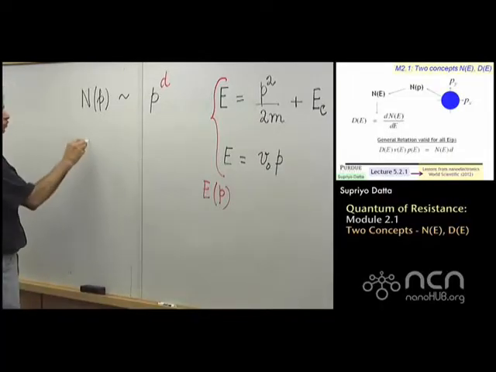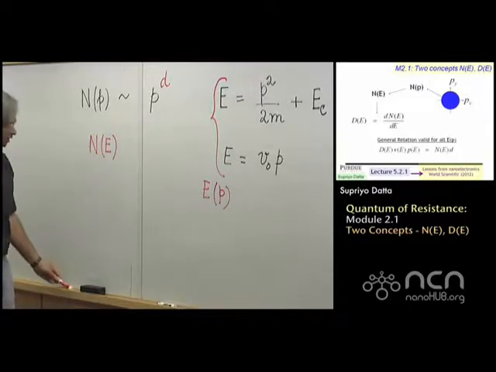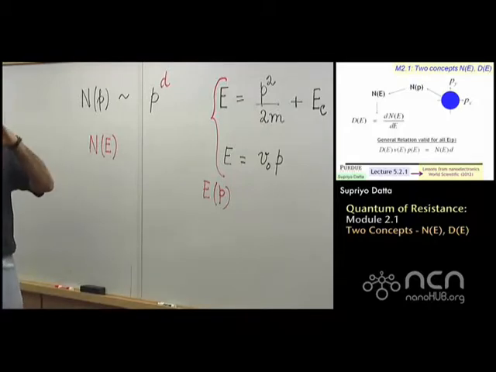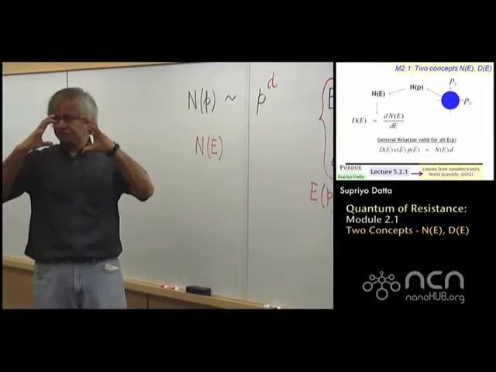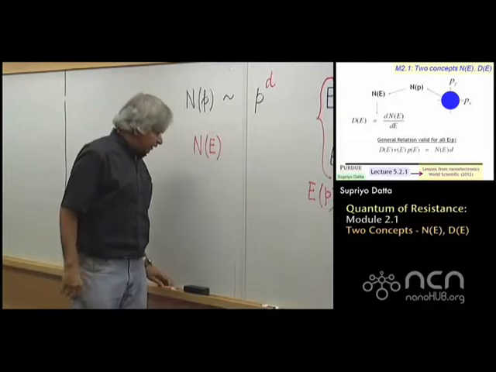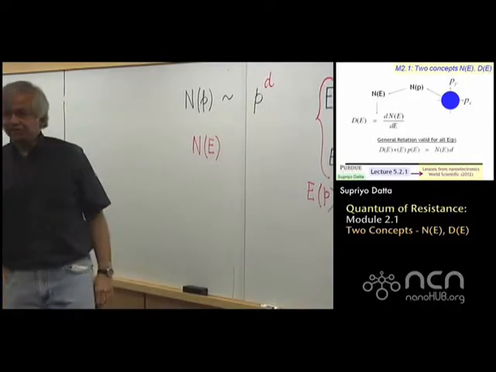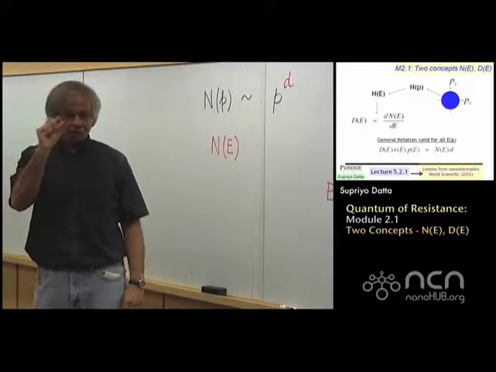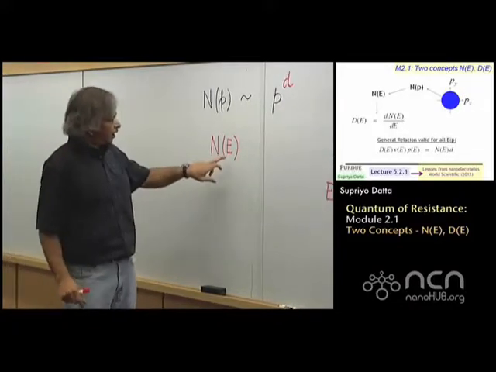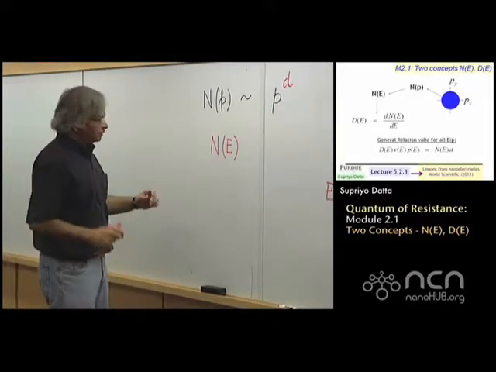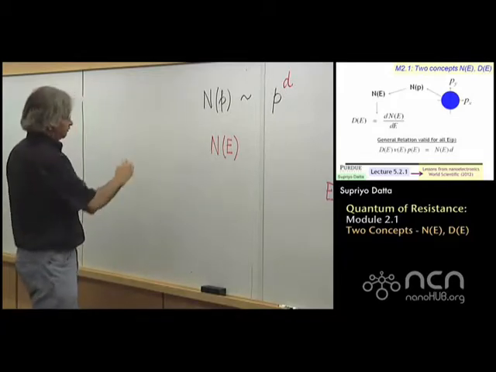So you can combine those two to obtain N of E. What that tells you is, how many states do we have up to a given energy E? Now, what we want is this density of states. That is, how many states are available in a given range of energies.